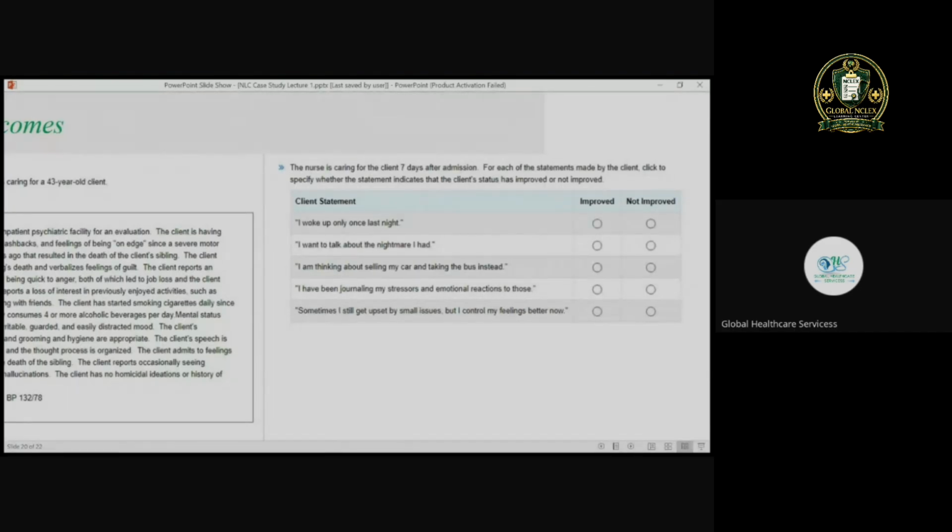Next, I have been journaling my stressors and emotional reaction to those. Is this improved or not improved? What do you mean by journaling?